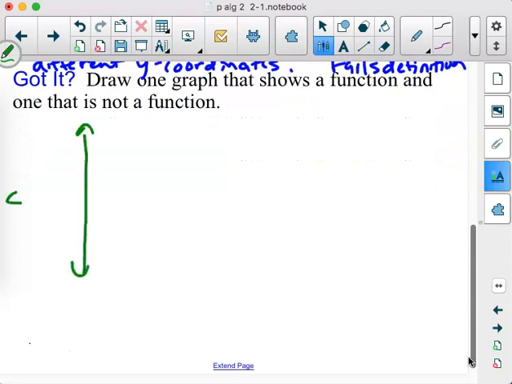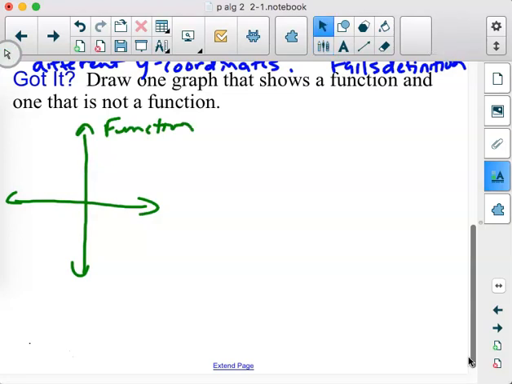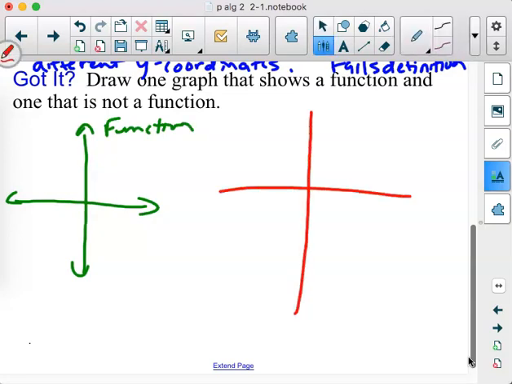So I think, okay, let's see. Green, function. Red, not a function. Oops. Writing too fast. My hand's not keeping up with my brain. There we go. And all I do for a function, same thing I did before. I'm just going to pick some points and make sure that there are no other points that line up directly above it or directly below it. So that one's a function.